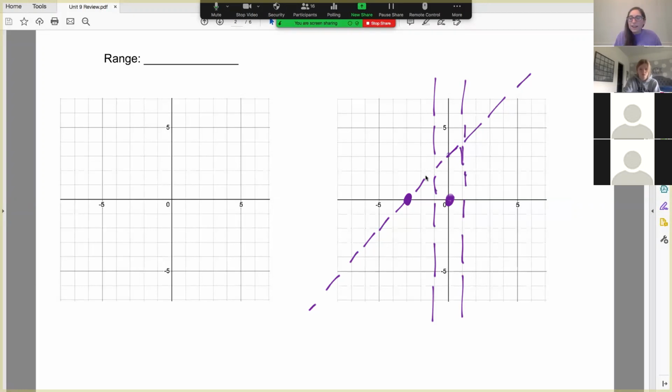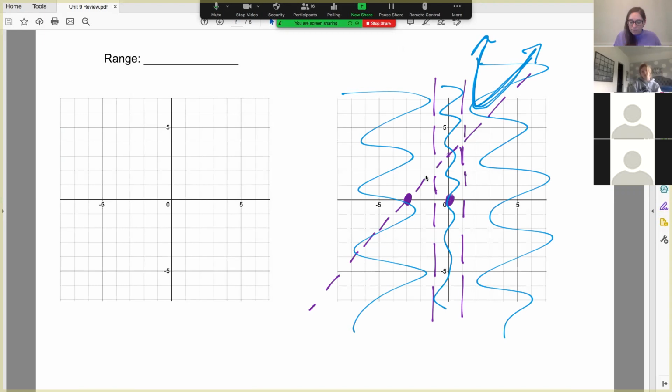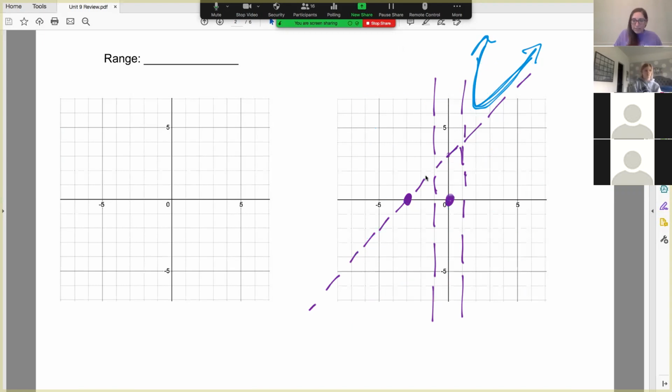One part of the graph that I can fill in without testing points, though, is this part right here. I know that it's going to be up here because there are going to be 3 parts of this graph. A part that's on the left side of the vertical asymptote, a part that's in the middle, and a part that's on the right side. So the part that's on the right side of my vertical asymptote is either going to be up here or down here, one of the 2.